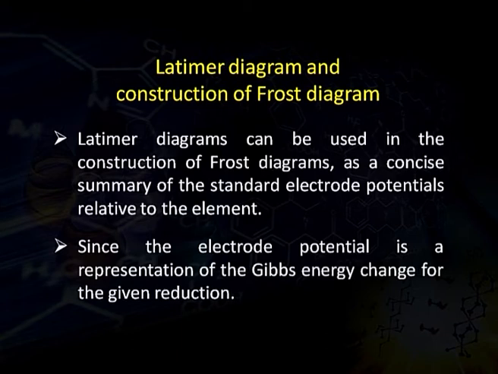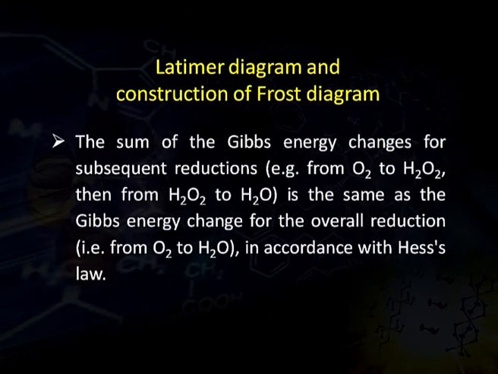Since the electrode potential is representative of the Gibbs energy change for the given reduction, the sum of Gibbs energy changes for subsequent reductions, for example, from oxygen to hydrogen peroxide, then from hydrogen peroxide to water, means the complete change running from oxygen to water, is the same as the Gibbs energy change for the overall reduction from oxygen to water in accordance with Hess's law, meaning the overall energy remains constant out of all the reactions involved.